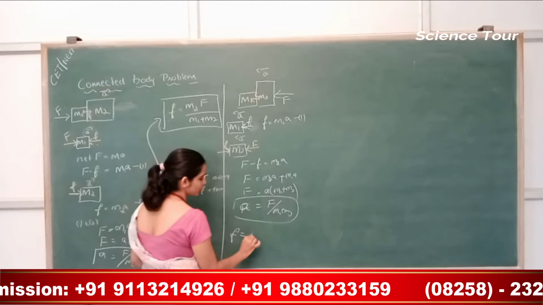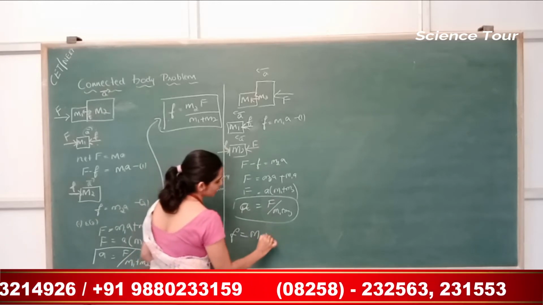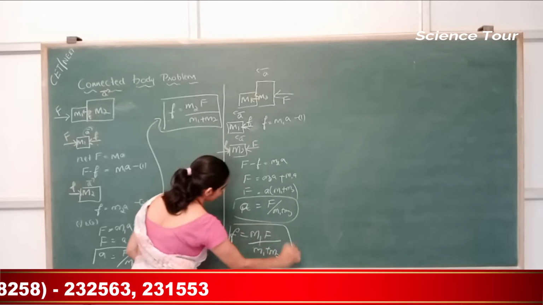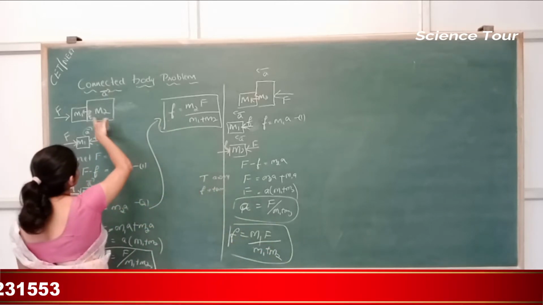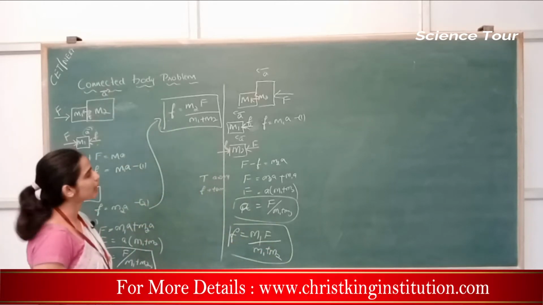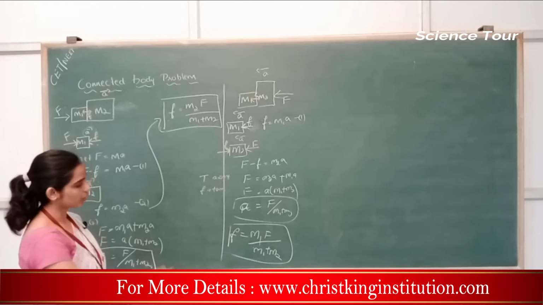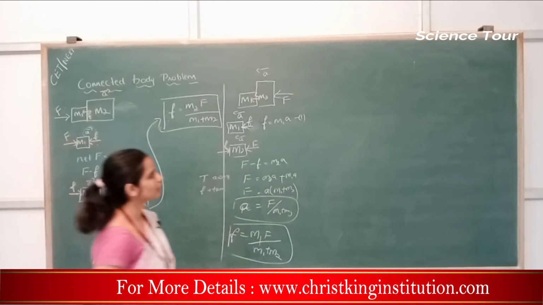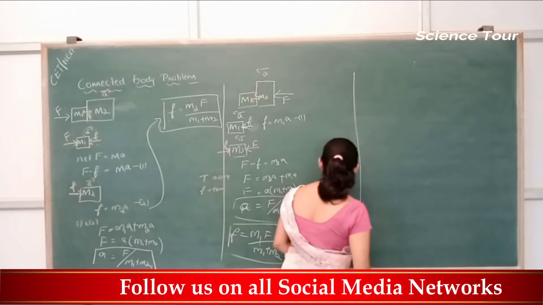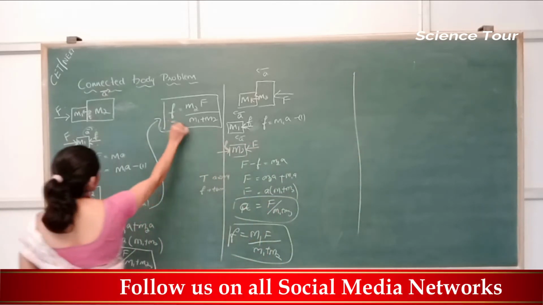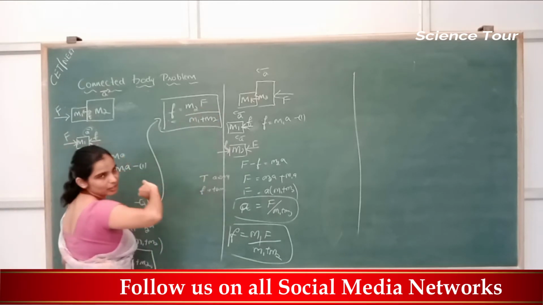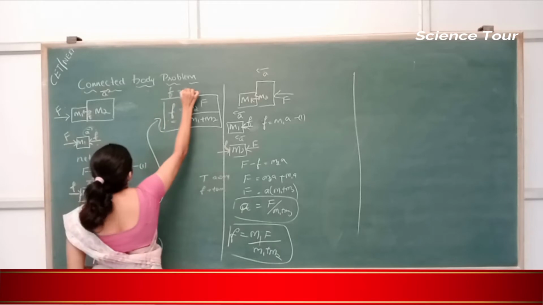Here the contact force is m1 into a, which is m1 into F divided by m1 plus m2. Do you find the difference? In the first case the contact force is m2 into F by m1 plus m2. Here the contact force is m1 into F divided by m1 plus m2. What is the difference you find? Contact force is always mass times acceleration.